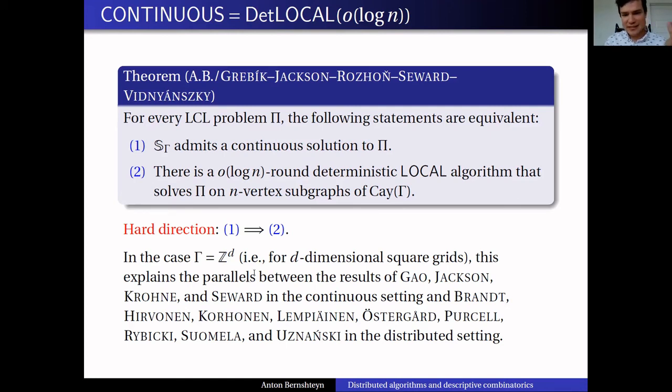A salient example of this is the analysis in the case where the group is Z^D. In other words, we just study D-dimensional square grids. There was work in continuous combinatorics by Gao, Jackson, Krohn, and Seward, and in distributed combinatorics by Brandt et al. They proved essentially the same results in these two different settings. And now we know by this theorem that there is a reason why the results parallel each other: they're actually equivalent.